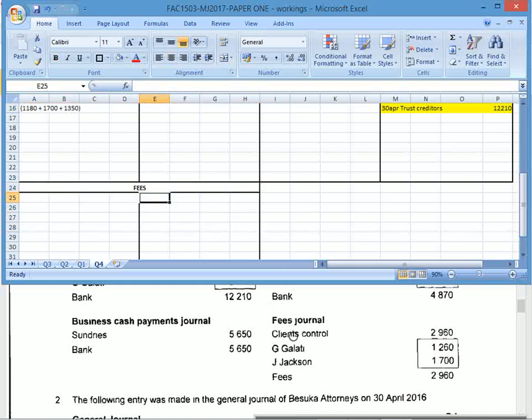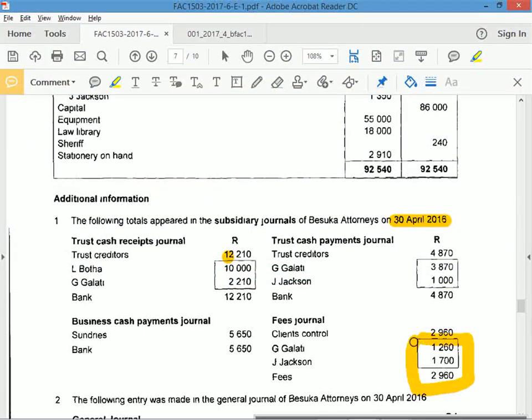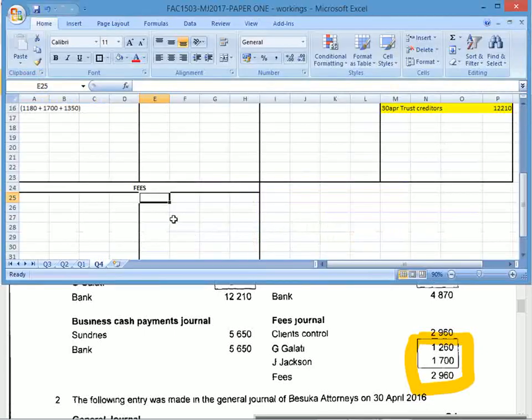Okay, the fees journal, you've got clients control and you've got all of those individuals. And you've got fees here. What is that representing? The sum of those two amounts. In other words, how much did each of those clients, let's say, pay you in terms of their fee? Does that make sense? Okay, so let's go and insert that.